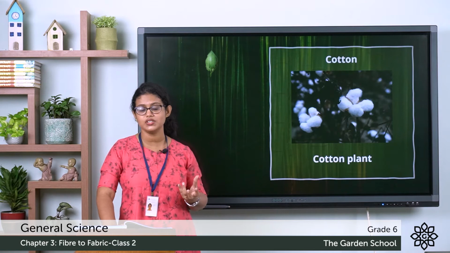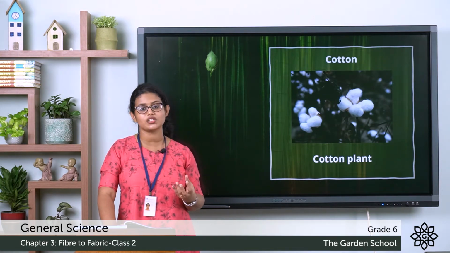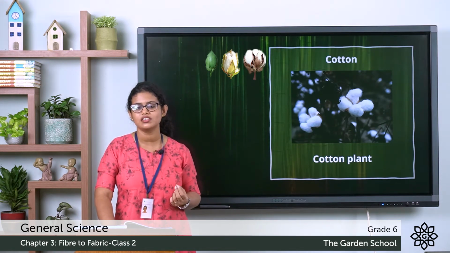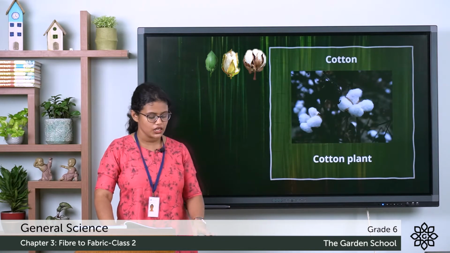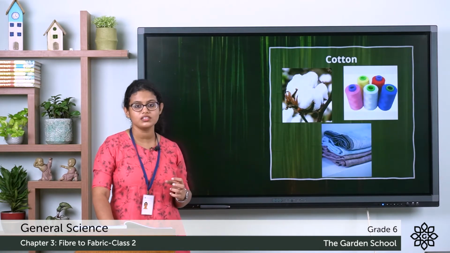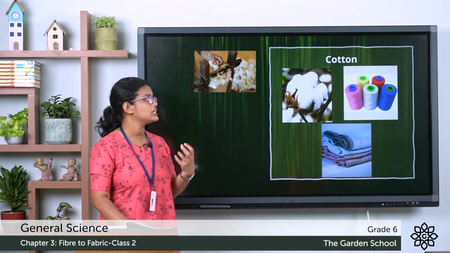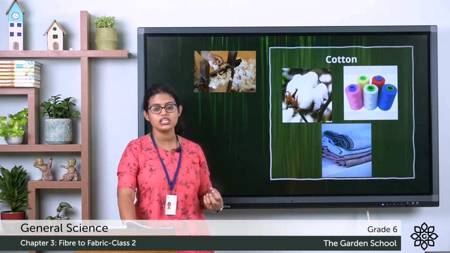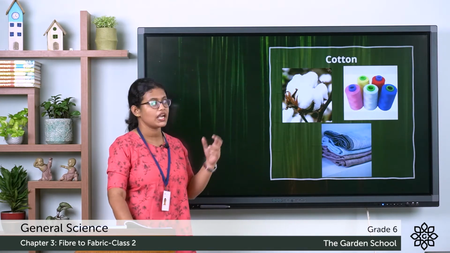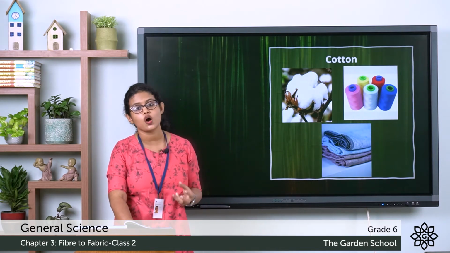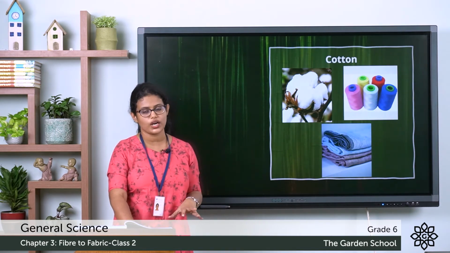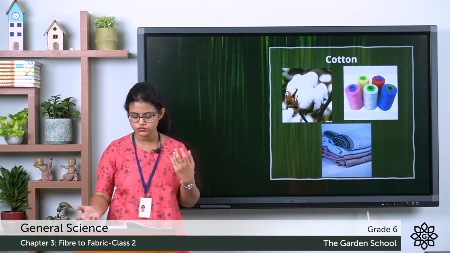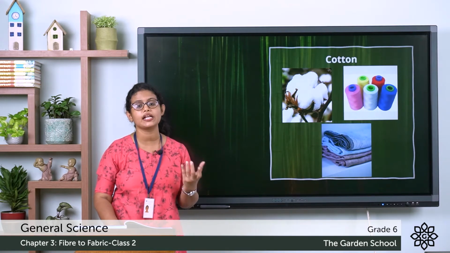So after maturity, what happens to these cotton balls? These cotton balls break open. So we can see the white fluffy cotton covered with seeds in it. Then the cotton fiber is separated from the seed. What is the next step? The cotton fiber is separated from the seed and then it is woven into cotton yarn or cotton thread. And then the cotton yarn or the cotton thread is woven into cotton fabric, denim and terry cloth.